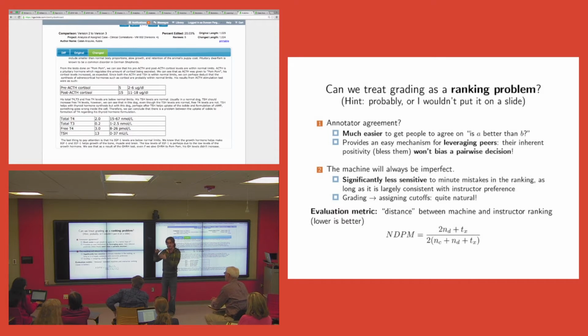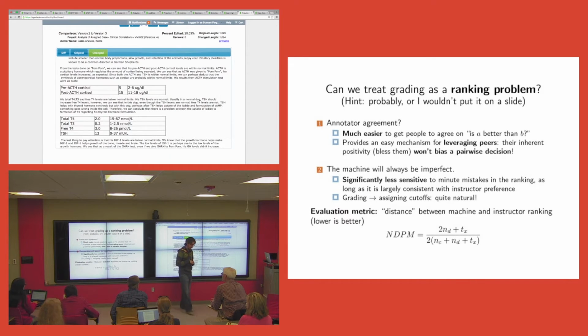And now, grading is just assigning those cutoffs, and that's kind of natural. That's what you do when you assign final grades, right? That's kind of nice. But now we need a different evaluation metric. Before it was how far off were we on assigning an actual grade point value. We're not assigning a grade point value, we're putting them in order. So now we need to have a different metric, and this is just a particular metric.